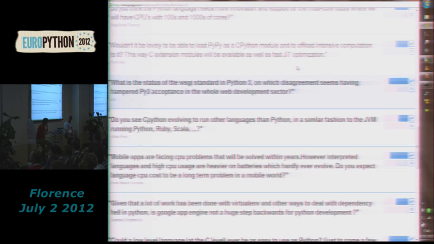And there's more than one web framework? Oh, there are as many web frameworks as there are companies doing web development, actually. Cool.